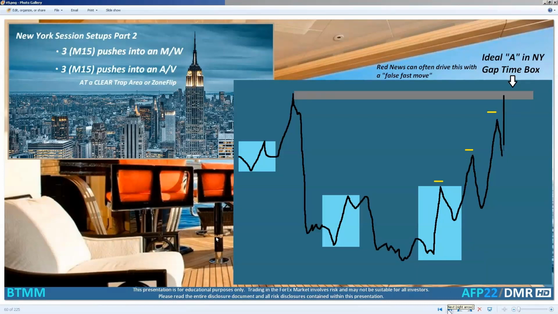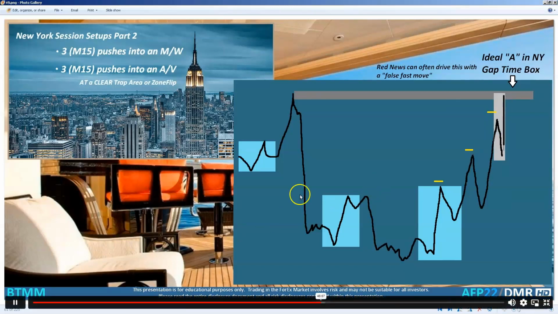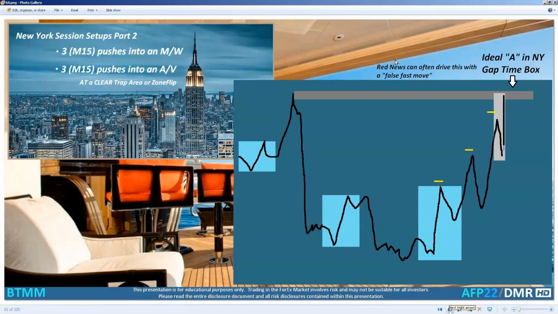All right, so there you go. There's your move. There's your gap time box. So right at the end of the gap time box, we've already had 3 pushes up. We're coming into the zone that we drew. All right, that's starting to look like a short. What are we going to use to filter our shorts? How are we going to get into this thing? What's a good way to get into this?